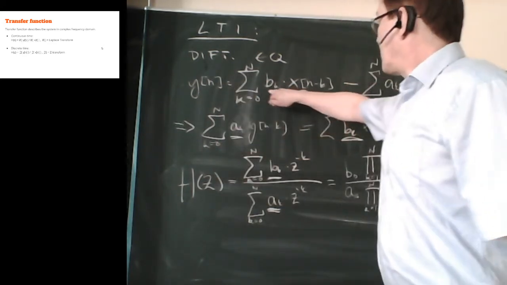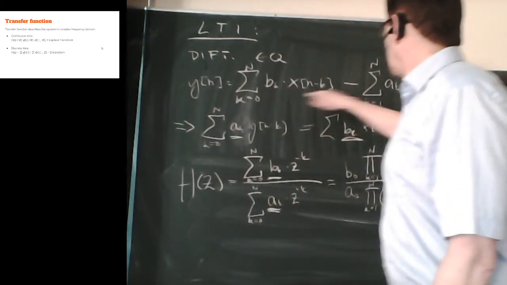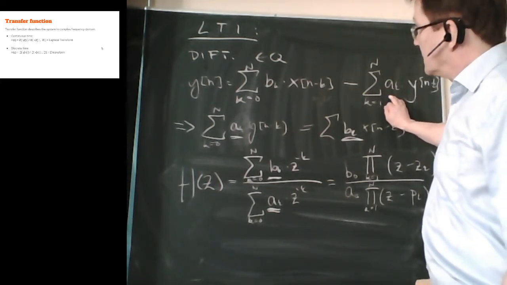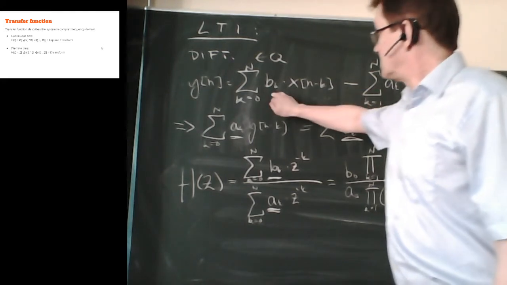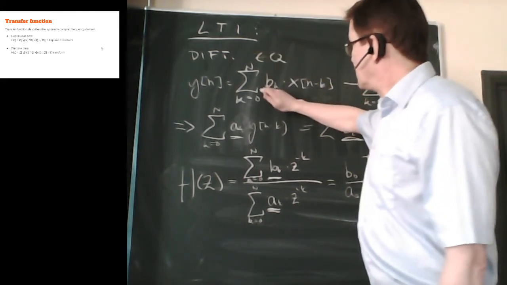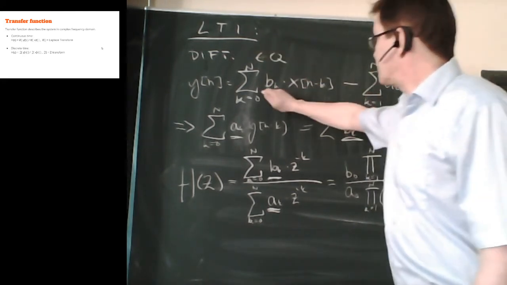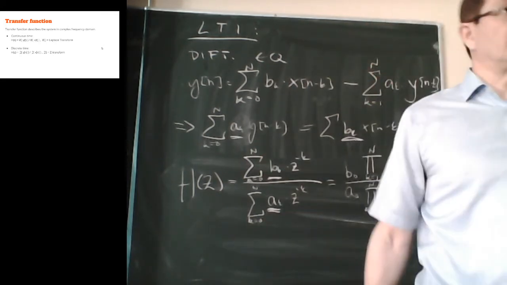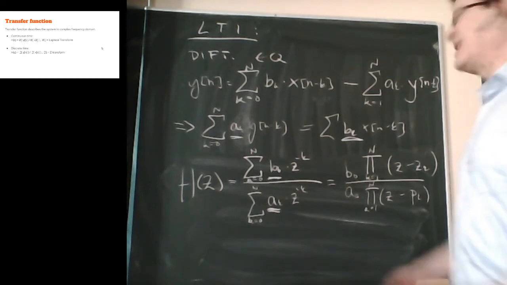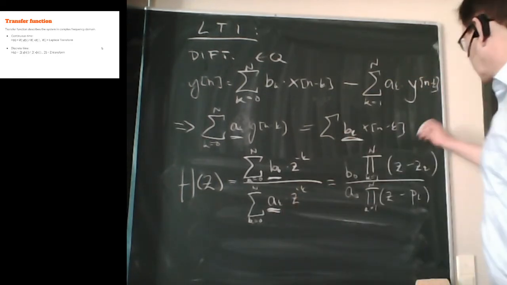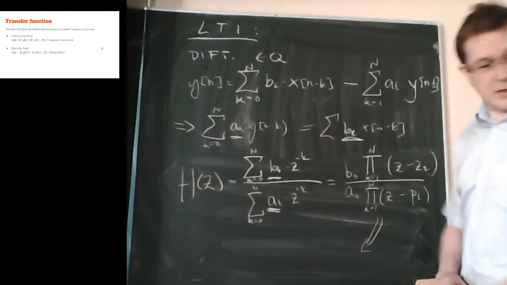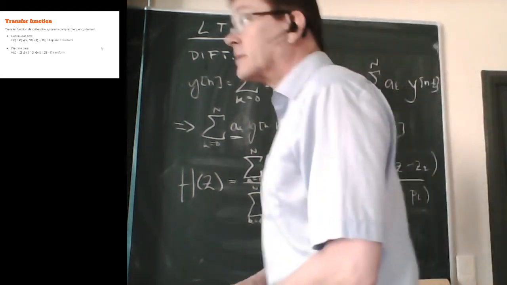So fundamentally, the same difference equation of the LTI system with these parameters bk and ak is also described in the transfer function. Nice. We don't need to worry about that one. And of course, okay, there are some tools. Do I have any colored?